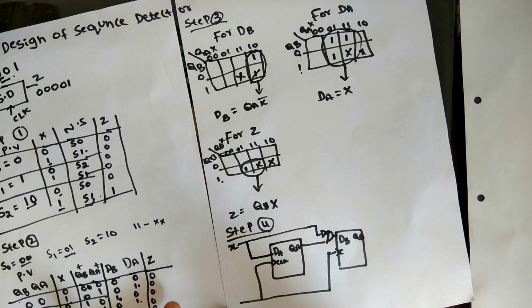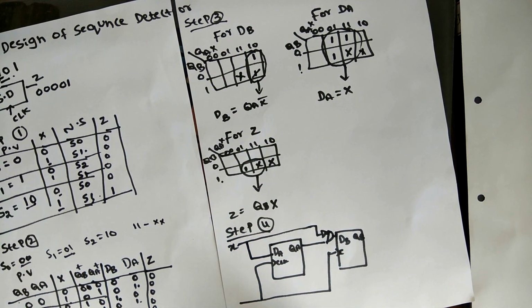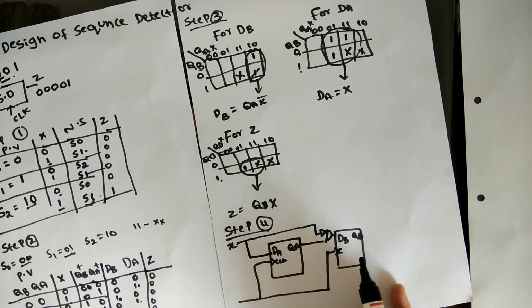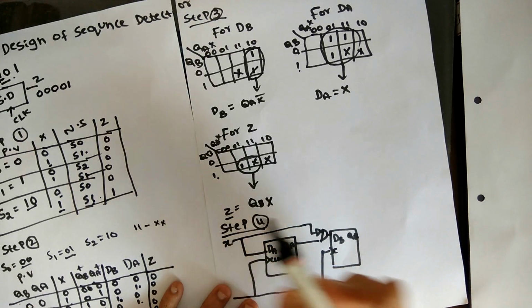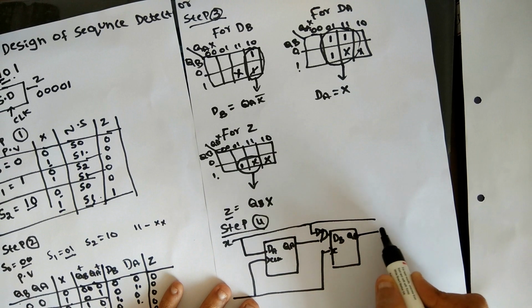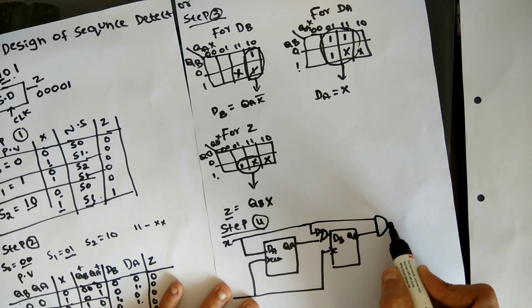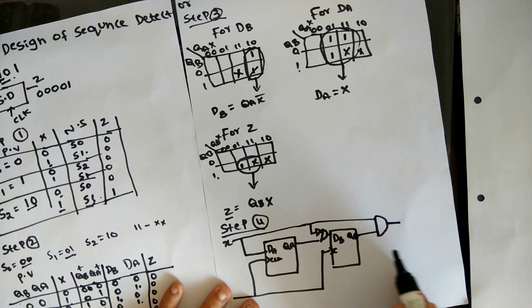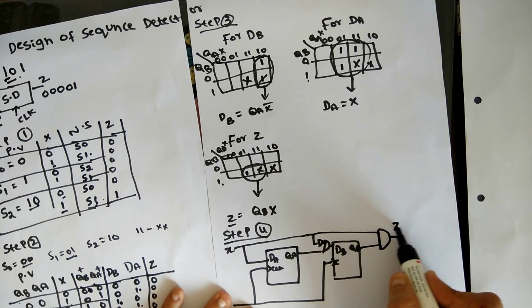Similarly, DA is nothing but X. Simply give X to DA, so no gates are required. Finally I require Z. Z is nothing but QB into X. Take X as it is and QB, make an AND gate and connect it to this one. This is the Z value.